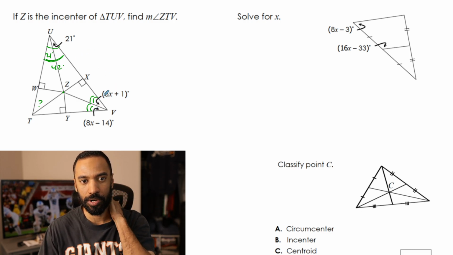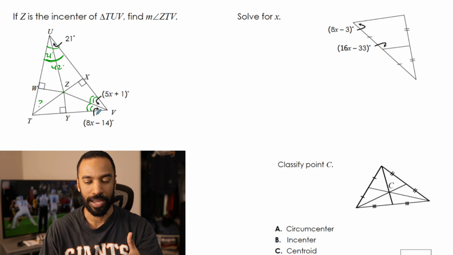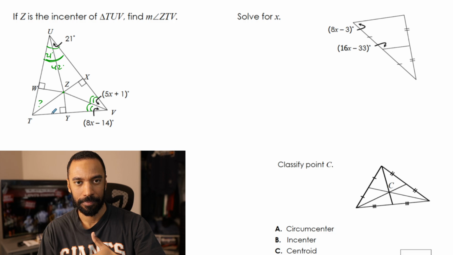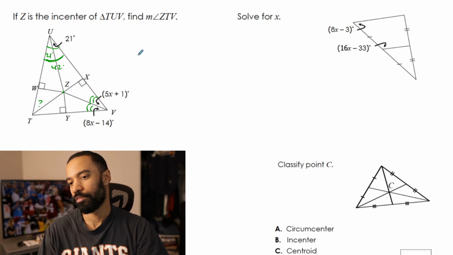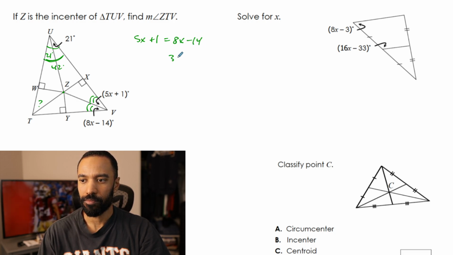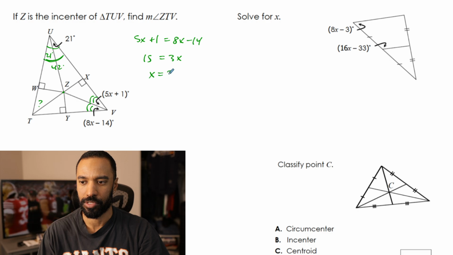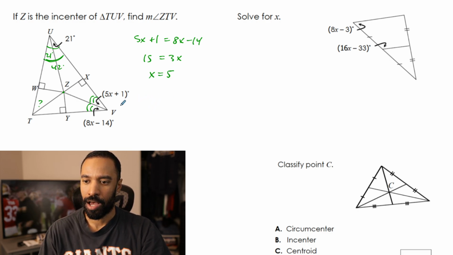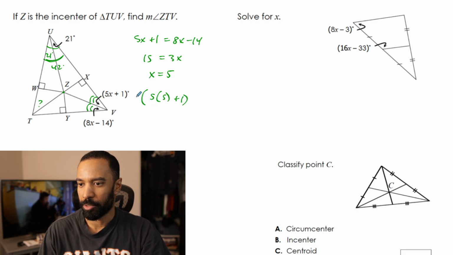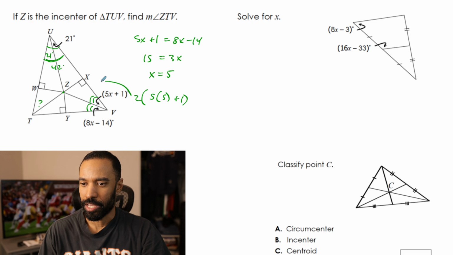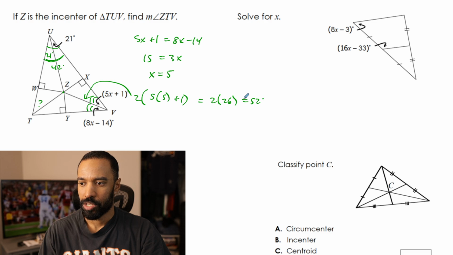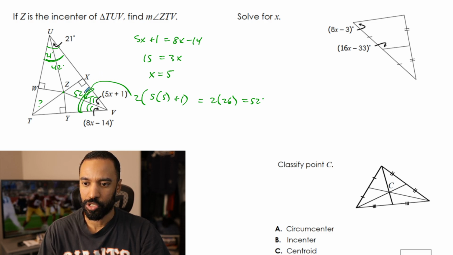That's going to be important. Let's find out this angle measure as well, the whole thing, by solving for x. And then 42 plus this whole thing's 180. And then we'll divide that angle by 2. So let's start with 5x plus 1 equals 8x minus 14. Subtract 3x, add 14, divide both sides by 3. And then just the whole thing. Let's do 5 times 5 plus 1 and double it for the whole thing, which is going to be doubling 26, which is 52 degrees. So this whole thing here is 52 degrees.